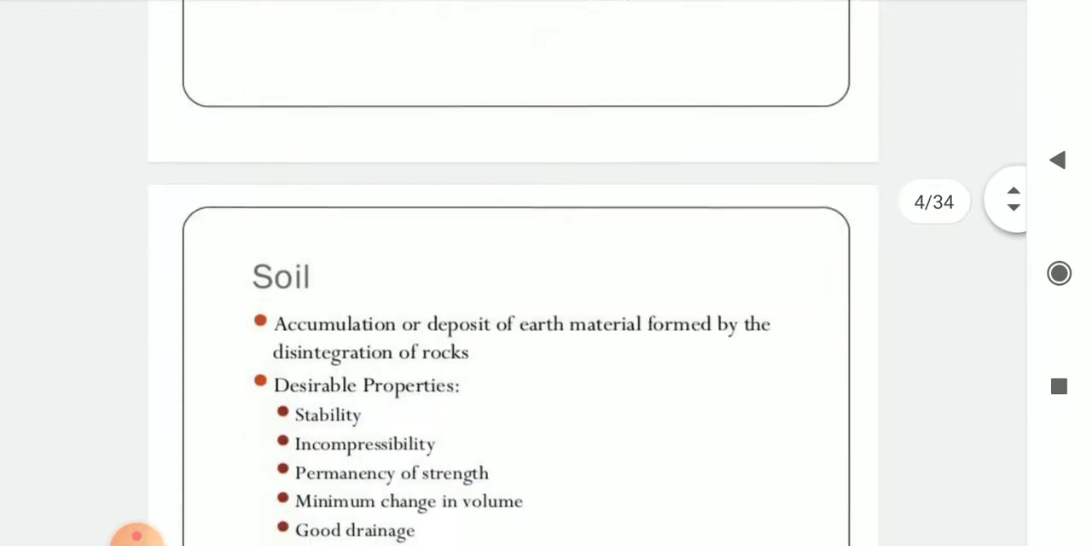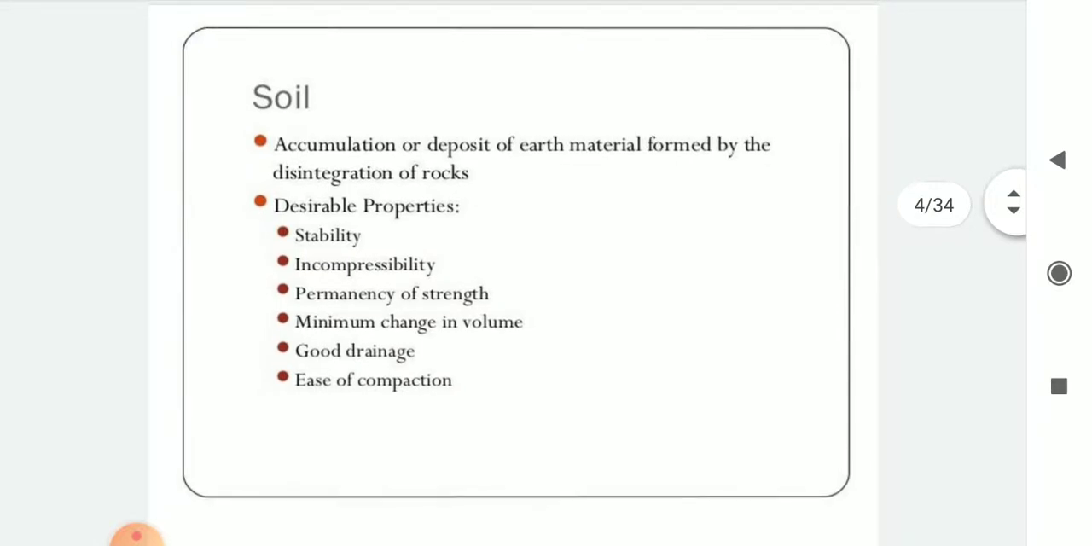Okay, so what is meant by soil? We are going to discuss the different tests carried out on the soil, and the classification of soil, in this lecture. Soil is an accumulation or deposit of earth material formed by the disintegration of rocks. Then, desirable properties of soils. Soils should have the following properties: stability, incompressibility, permanency of strength, minimum change in volume, good drainage, and ease of compaction. These properties are most desirable.